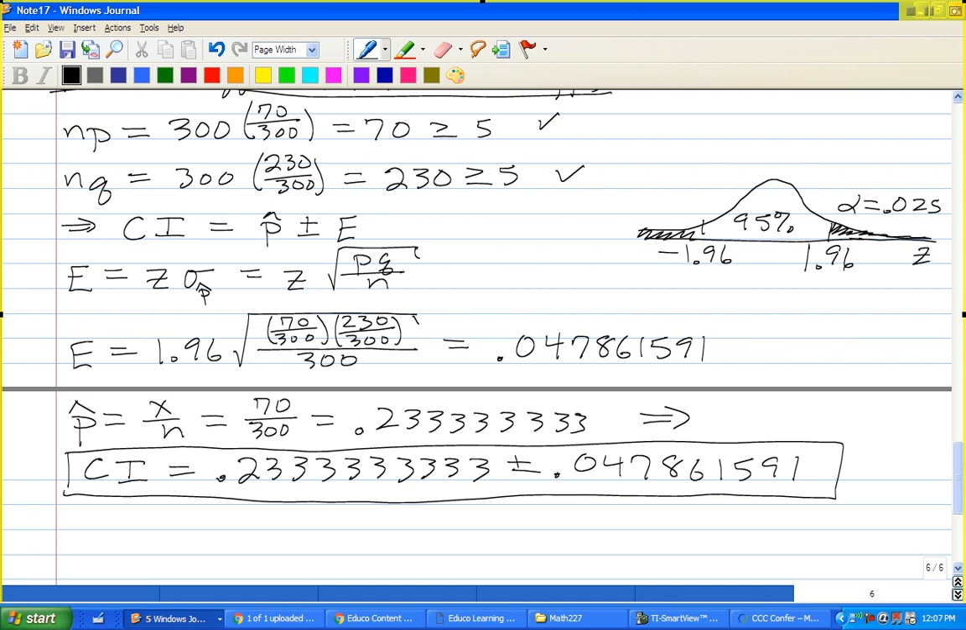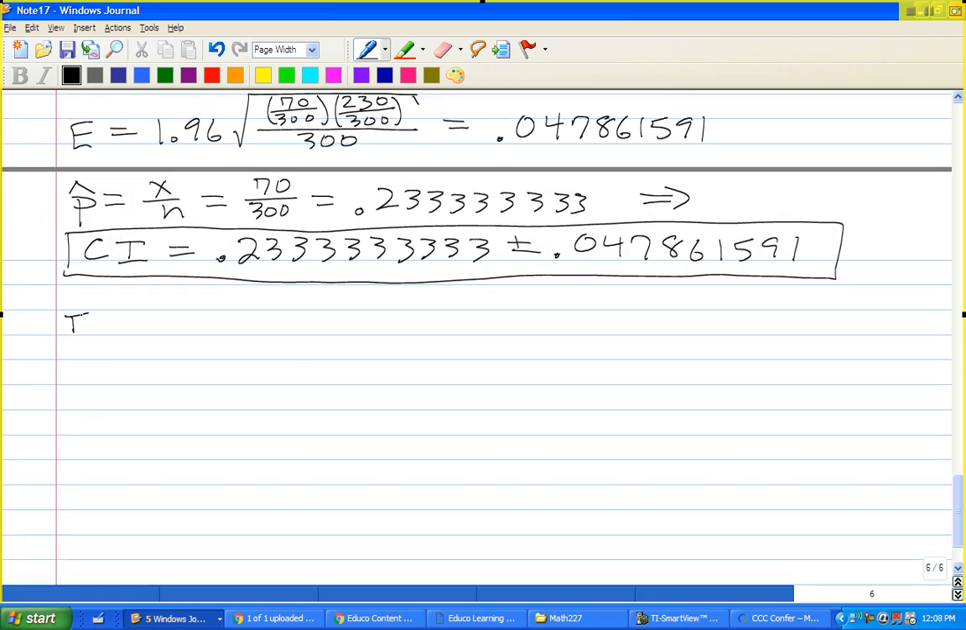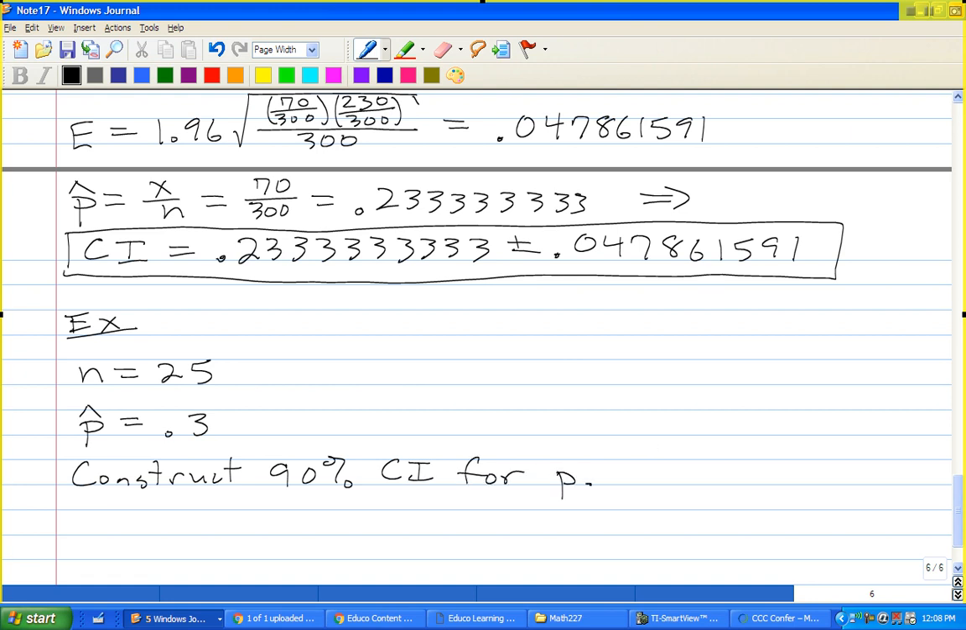Let me do, I see I did another one. Yeah, let's do that. Example. Let n equal 25. The sample proportion, 0.3. I don't know why I'm always doing 0.3. I want to construct a 90% confidence interval for estimating the true population proportion, P.